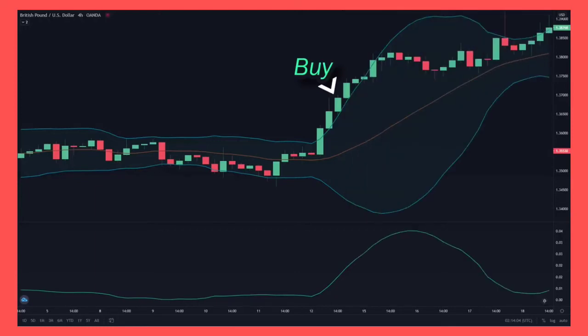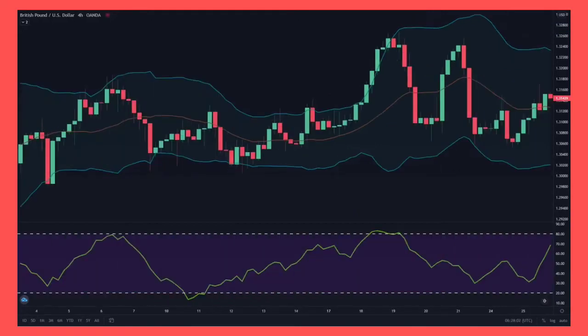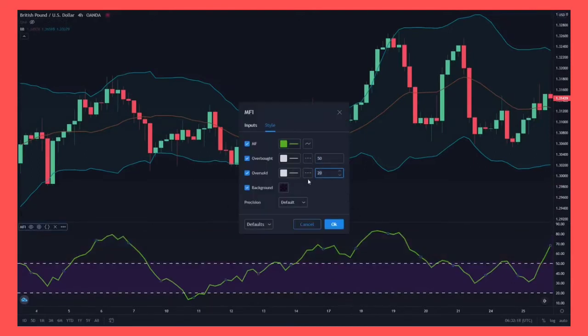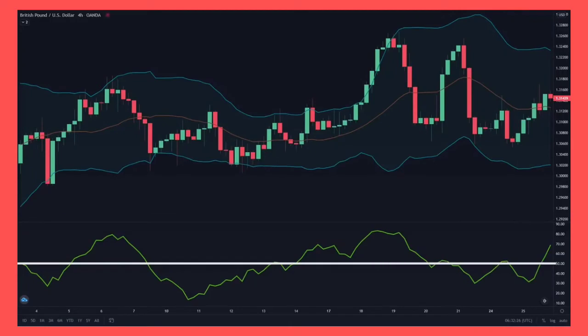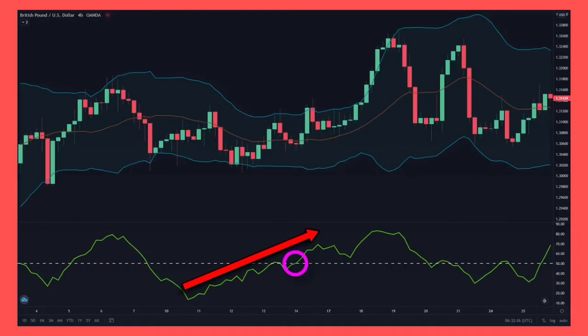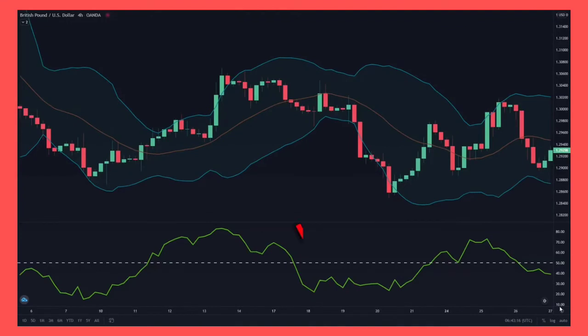But remember, just because a candle broke out doesn't mean you automatically take a position. You need to wait for signs of rising volatility. Another indicator that can help me confirm the direction of the breakout is the Money Flow Index. This is how you do it. First, you need to change the indicator values to both 50. So now you have a single line in the middle. Next, if the green line crosses above the middle line, it indicates a bullish signal. And if the green line crosses below the middle line, it indicates a bearish signal.